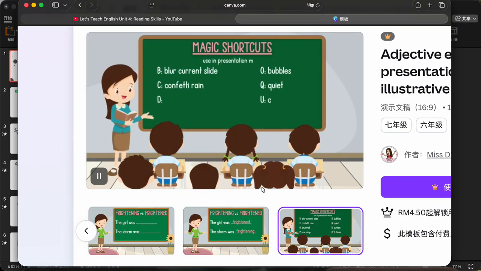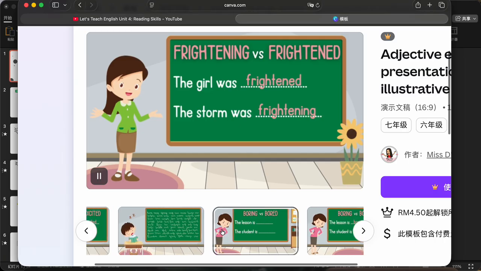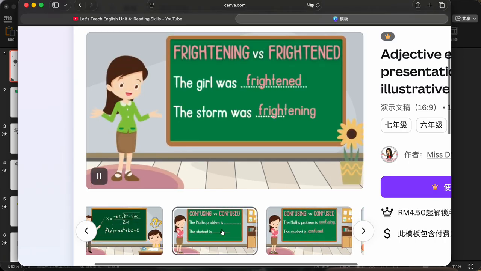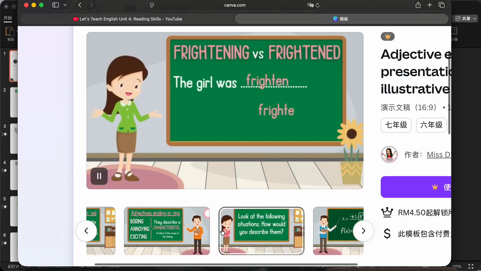And at last, he used magic shortcuts. So I think this PowerPoint maybe can apply to some students who are at the lower grades, and I think it's a better way to use it.